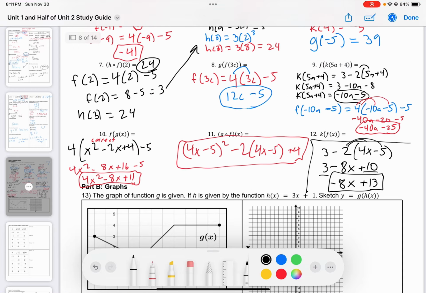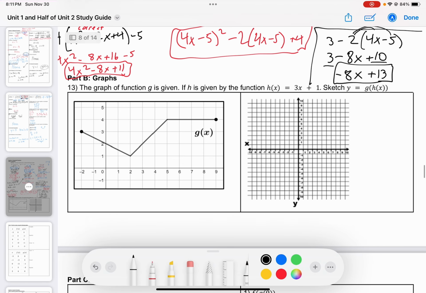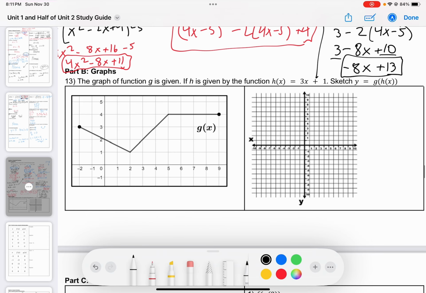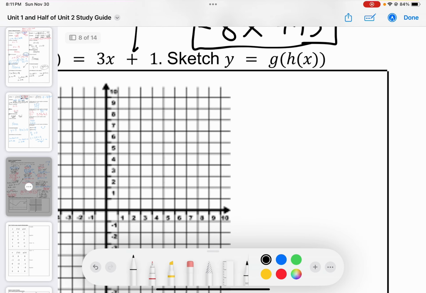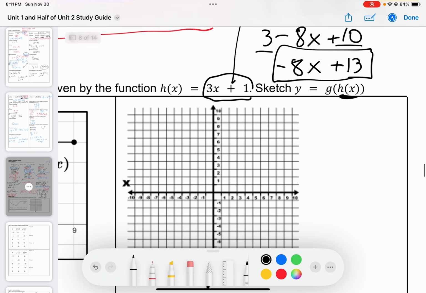All right, so that's a lot of practice with composite functions in part A. Part B, we want to look at their graphs. The graph of a function g is given. If h is given by the function 3x plus 1, sketch the graph. Okay, interesting. So sketch y equals g of h of x. So we're putting h into g.